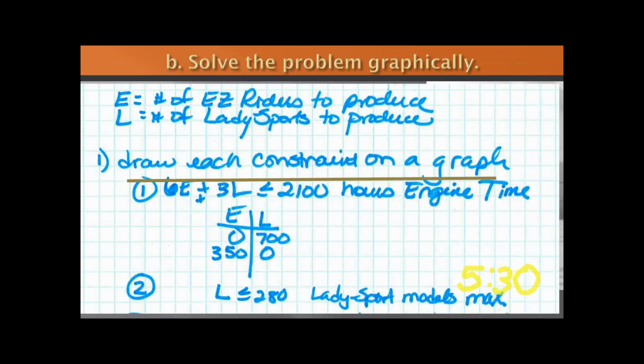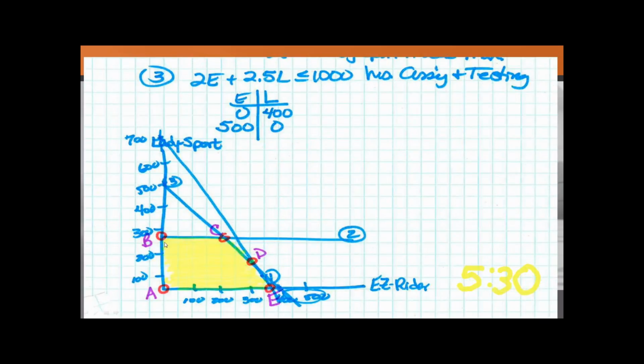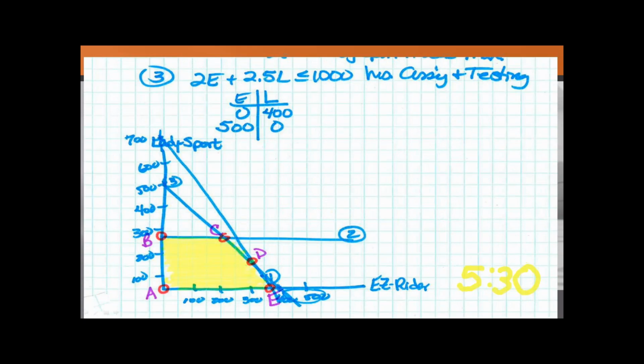We still need to draw these 2 constraints. L is less than or equal to 280. So 280 is right about here. So no matter what E is, L will always be 280. So that's a straight line right across this way. And the other line to draw is this first constraint for engine time with 2 points, 0, 700 and 350, 0. So looking at that, we have 0, 700 and 350, 0.